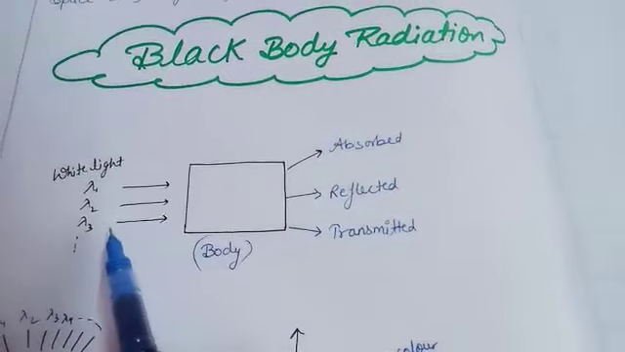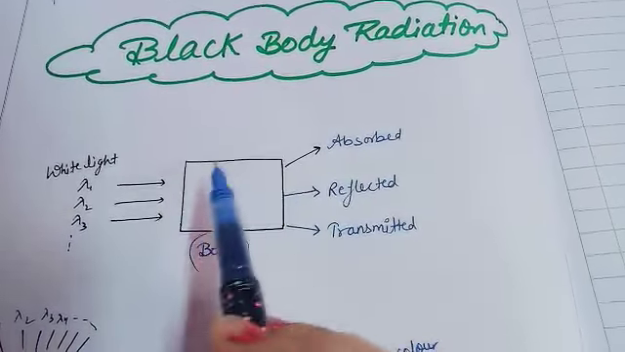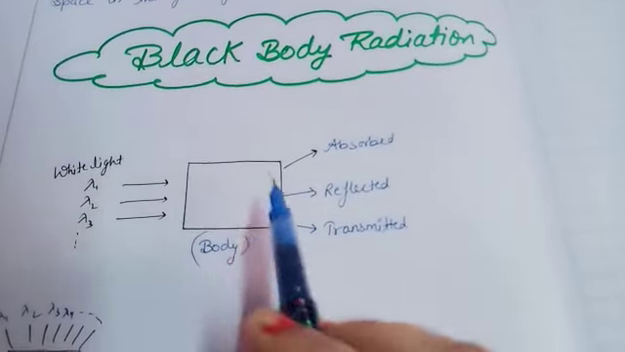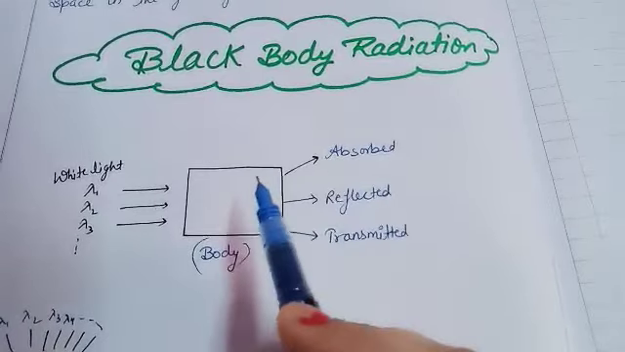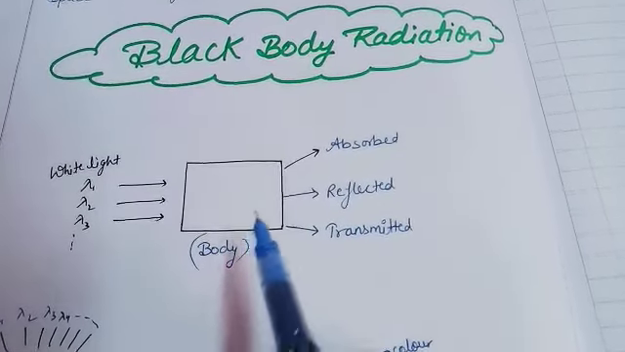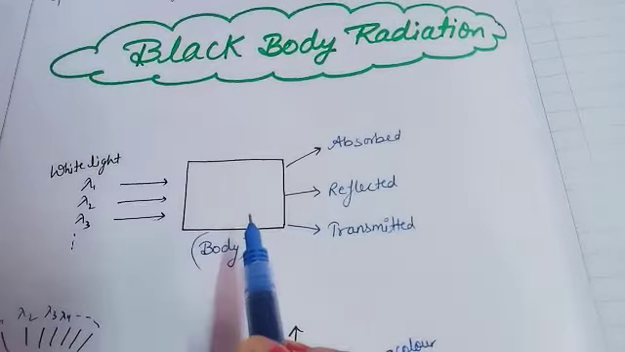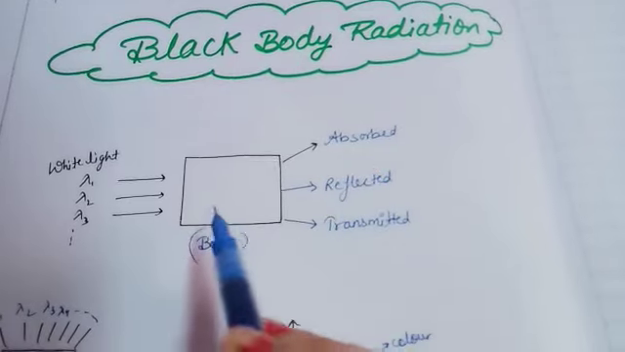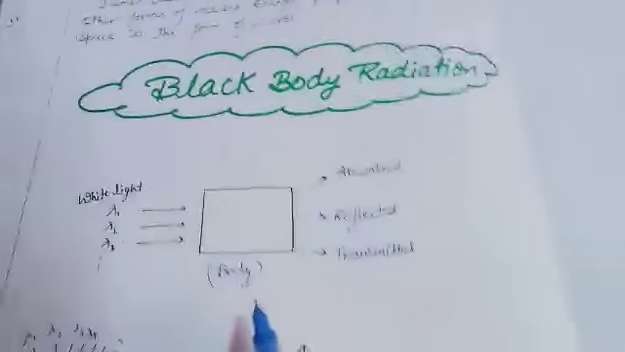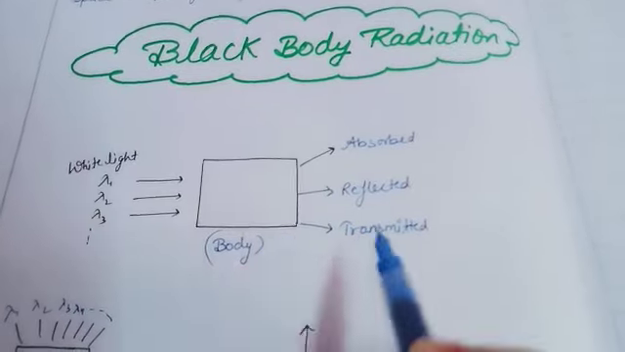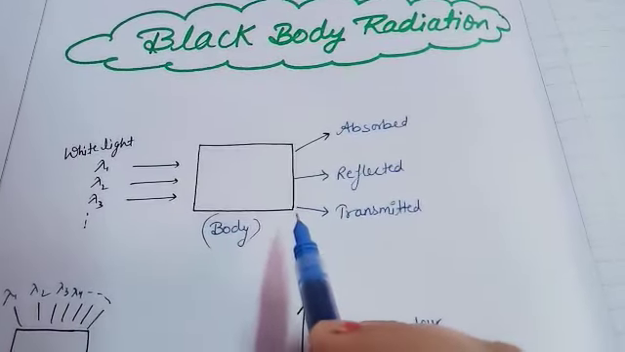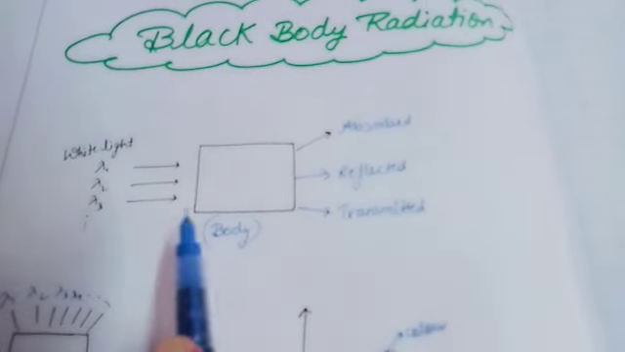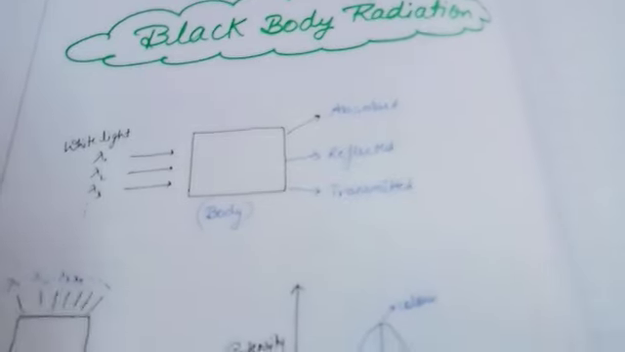Suppose this light passes through a matter. Three possibilities are there. Maybe this matter absorbs light of some wavelengths. Another possibility is that light of some wavelengths is reflected by this body. And the last possibility is transmission: this body transmits light of some wavelengths.